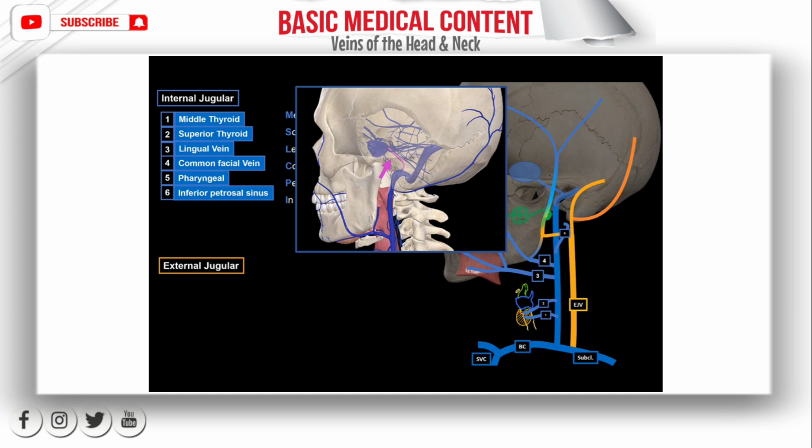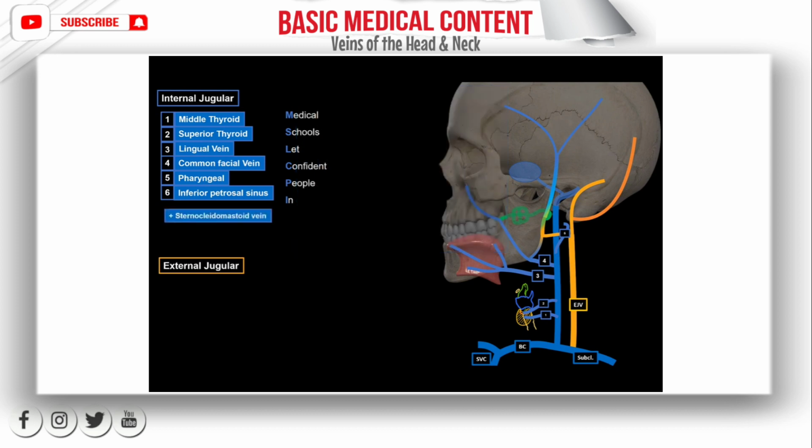So that's that one. Another vein I found is the sternocleidomastoid vein, which drains blood from the sternocleidomastoid muscle and then directly into the internal jugular vein. Some sources might not even mention the sternocleidomastoid vein, and some sources might, but keep that also in mind.